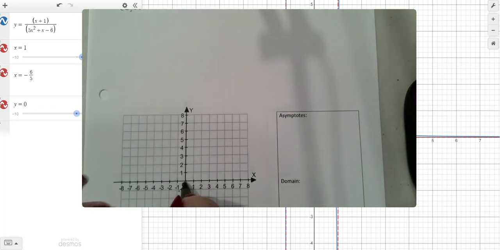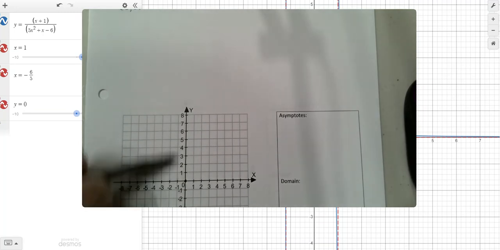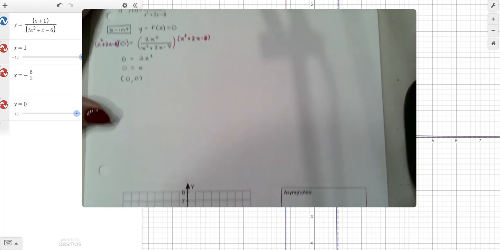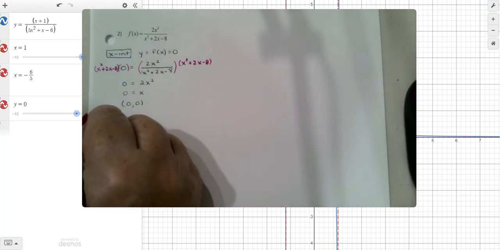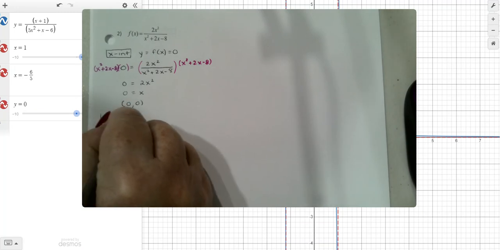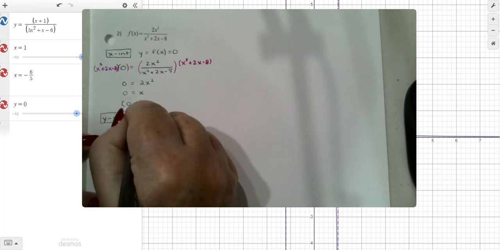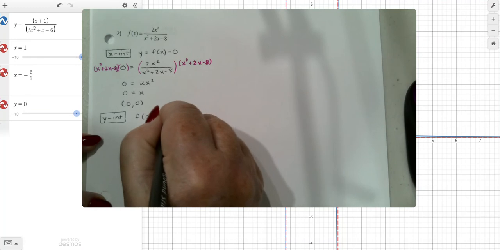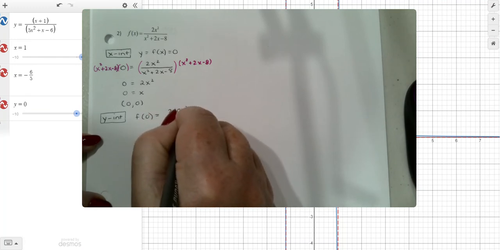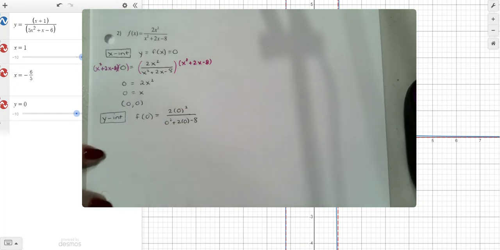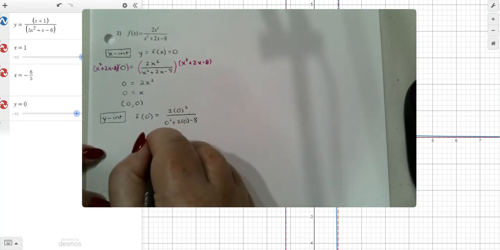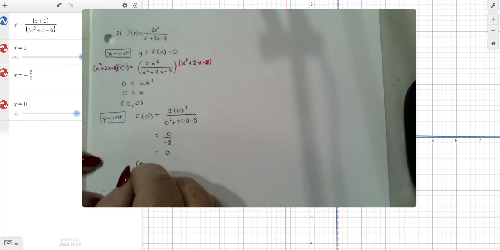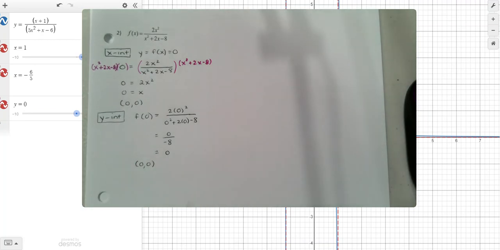And of course, I can already see that that 0, 0 is also on the y-axis, so I'm expecting the same thing for the y-intercept. But let's go ahead and do the math just to show it. If I plug in 0 for x, I do get 0 divided by negative 8, which is 0. So in this case, the x-intercept and y-intercept are actually the same.